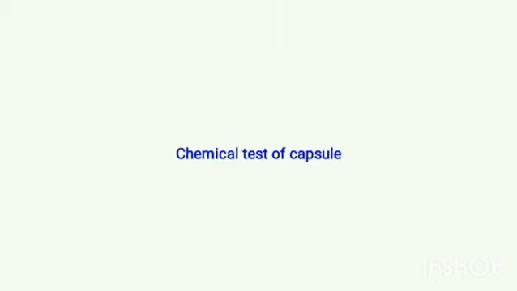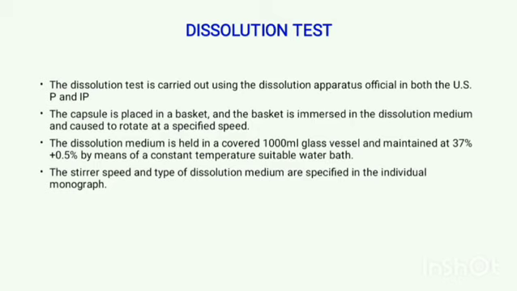Chemical tests of capsules. Dissolution test. The dissolution test is carried out using the dissolution apparatus official in both the USP and IP. The capsule is placed in a basket and the basket is immersed in the dissolution medium and caused to rotate at a specified speed. The dissolution medium is held in a covered 1000 ml glass vessel and maintained at 37 degrees Celsius plus or minus 0.5 degrees by means of a constant temperature water bath.